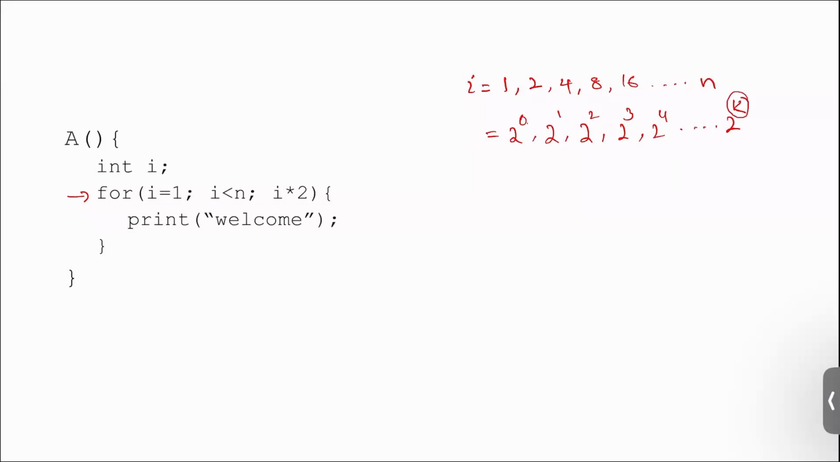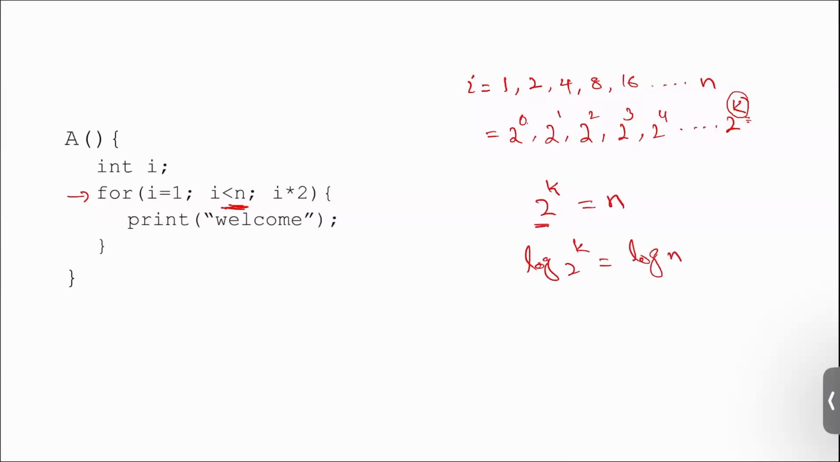Now my job is to find out what would be the value of k when it reaches n. What does that mean? It means when my loop reaches 2 to the power of k, that should be equal to n. When my loop will terminate, when it reaches n, there should be some 2 to the power of k. Now I have figured it out. I can simply apply logarithm on both sides. So if you apply log on both sides, 2 to the power of k is equal to n, so log of 2 to the power of k equals log n.